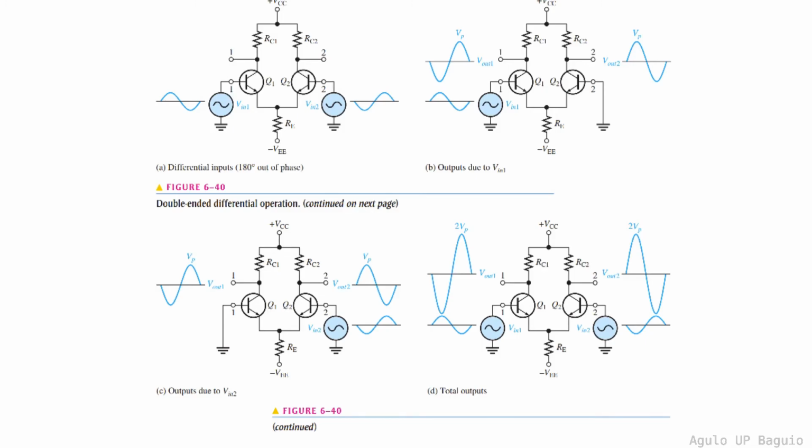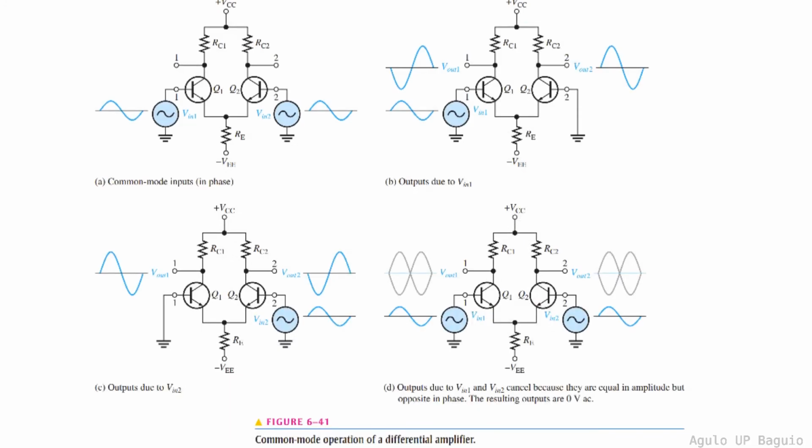When input 2 is grounded and input 1 is present, the collector voltage at Q1 is phase inverted while at Q2 is uninverted. When input 1 is grounded and input 2 is present, where input 2 is 180 degrees out of phase with respect to input 1, then we have an output at Q2 that is phase inverted and output at Q1 that is uninverted. When we superimpose both results, we see that they add up and form a larger amplified signal. This type of operation is called a double-ended differential operation.